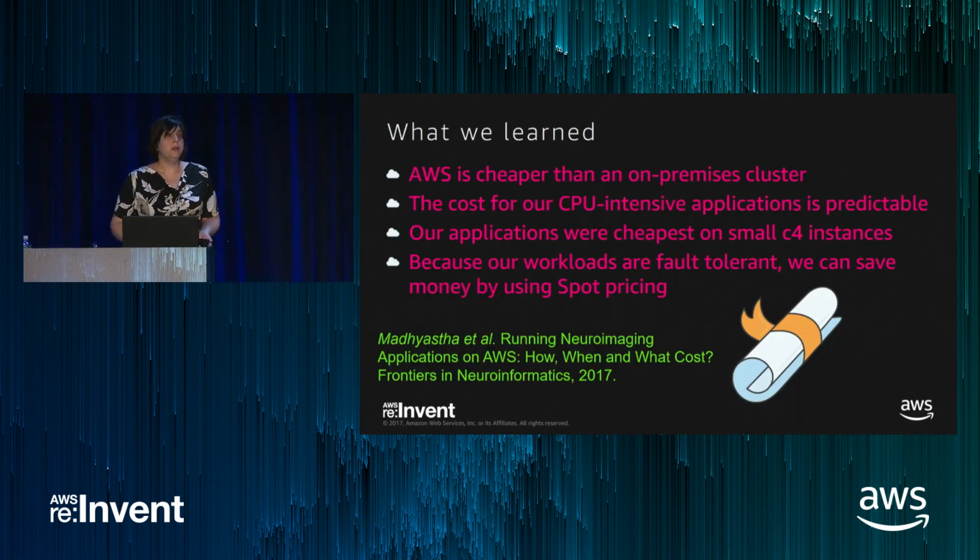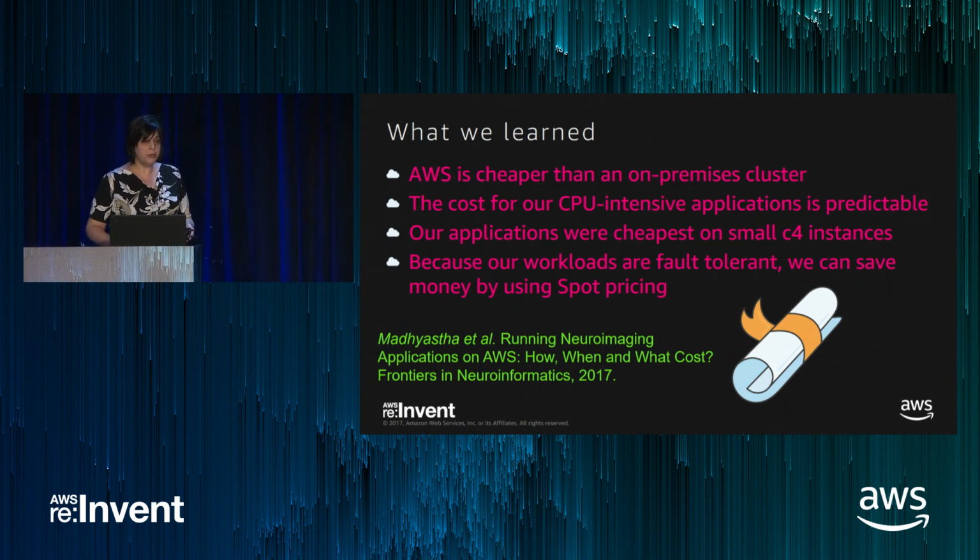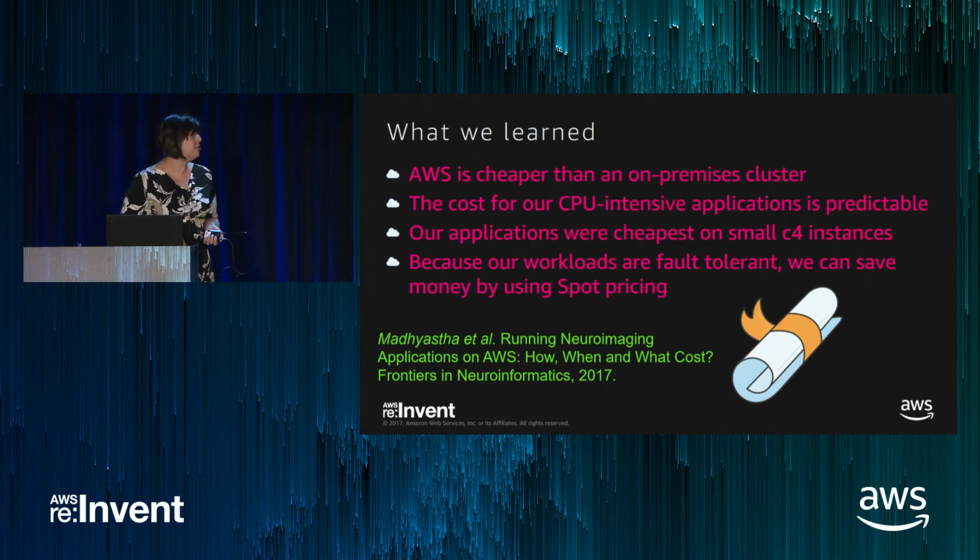So what we learned here in summary was that AWS can be a lot cheaper than an on-premises cluster. And furthermore, the cost of our CPU-intensive applications, they're all CPU-intensive, was quite predictable. I went over a lot of details here, but they're covered in a lot more detail in a paper that we published, called Running Neuroimaging Applications on AWS. This is an open access paper in the Frontiers in Neuroinformatics journal. So if you're interested, please do look at it. That paper only came out a few weeks ago, but it goes through a lot of the things that we did and what we learned.